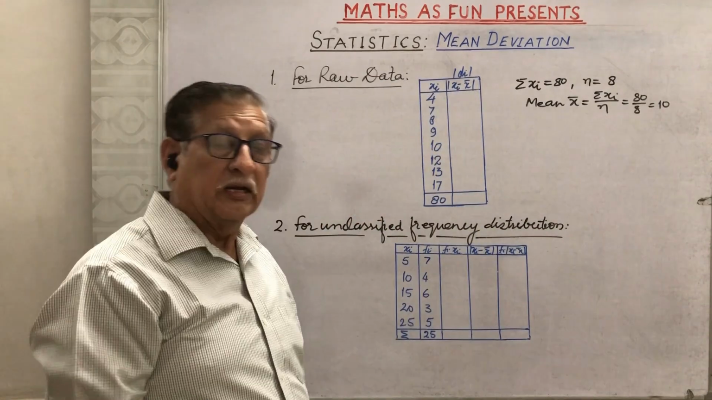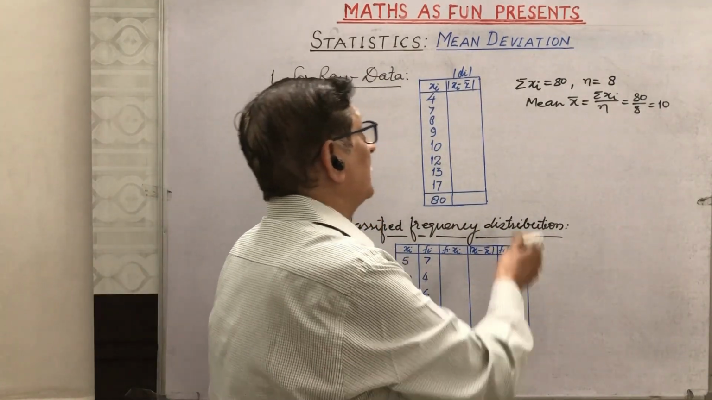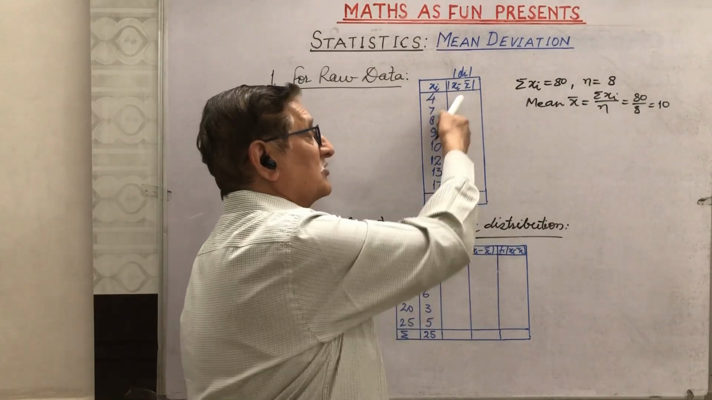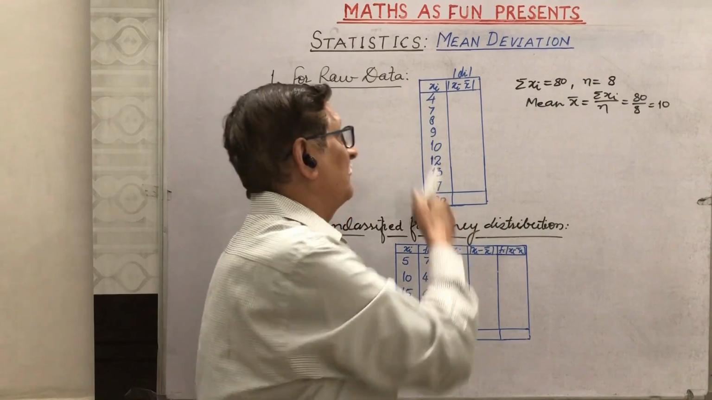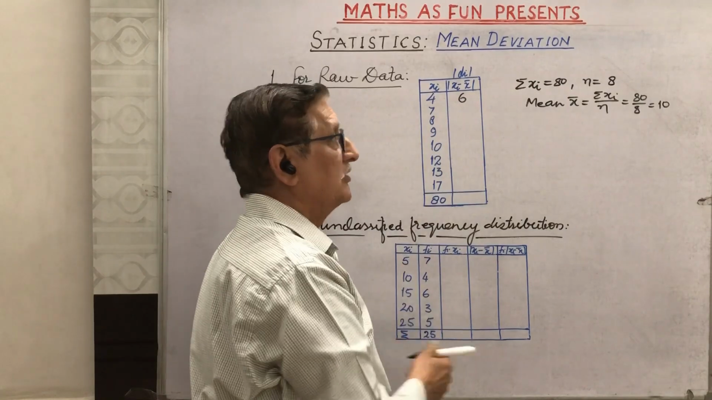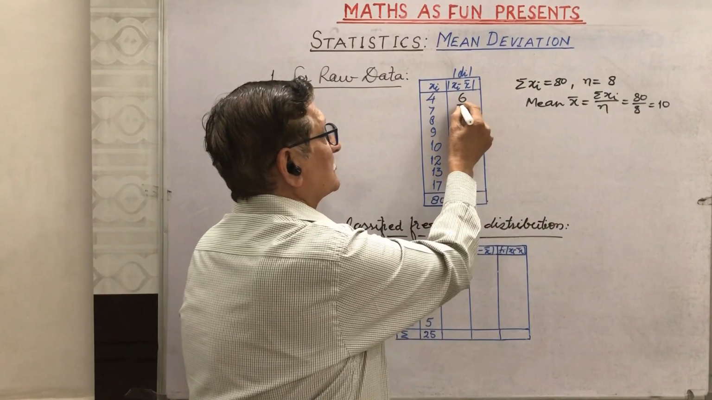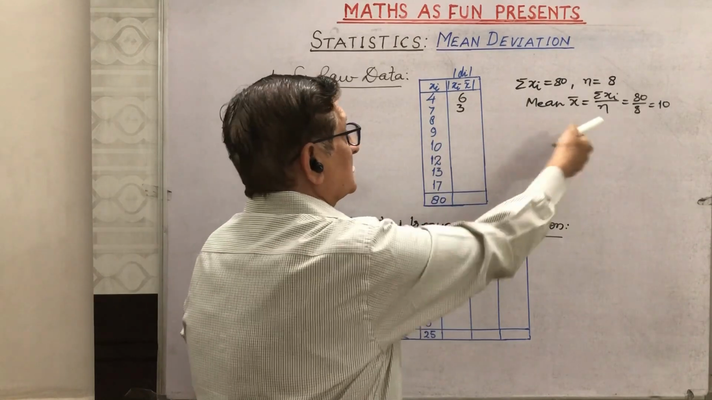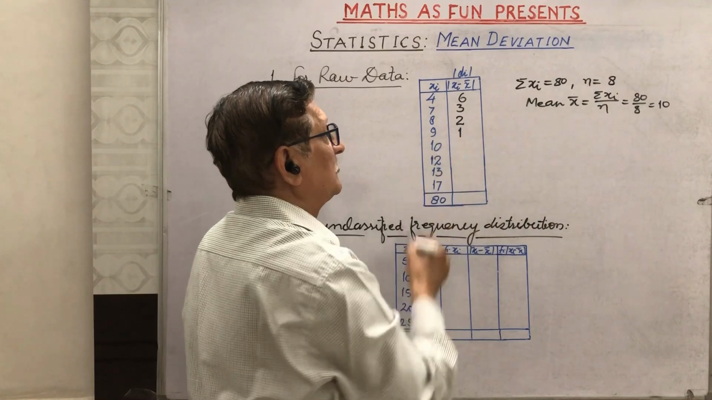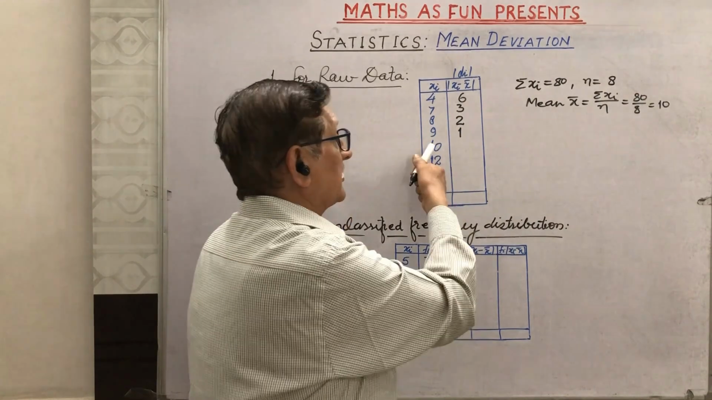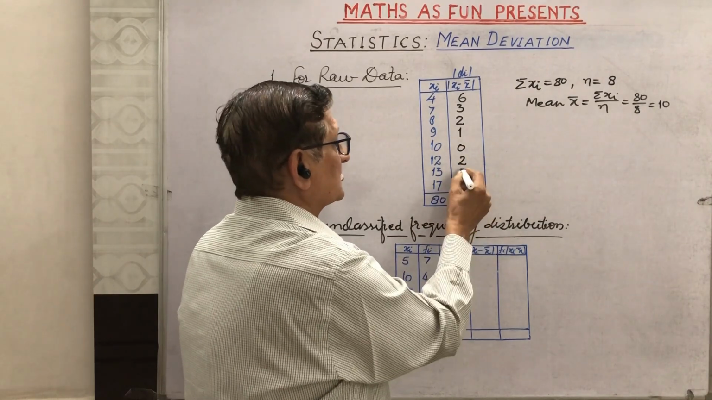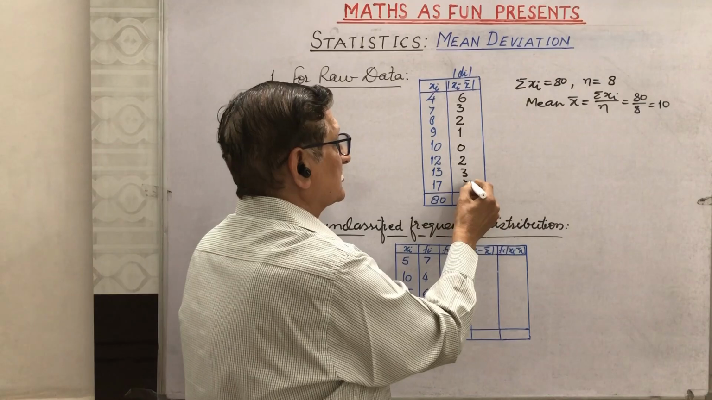that is equal to 10. Now to find the mean deviation from the mean, we have to find the deviation from the mean, modulus of xi minus x bar. So here 4 minus 10 is minus 6, modulus gives us 6. 7 minus 10 is minus 3, modulus will be 3. 8 minus 10 is minus 2, that will be 2. 9 minus 10 is minus 1, this will be 1 because it is a modulus. 10 minus 10 is 0. 12 minus 10 is 2, 13 minus 10 is 3 and 17 minus 10 is 7.